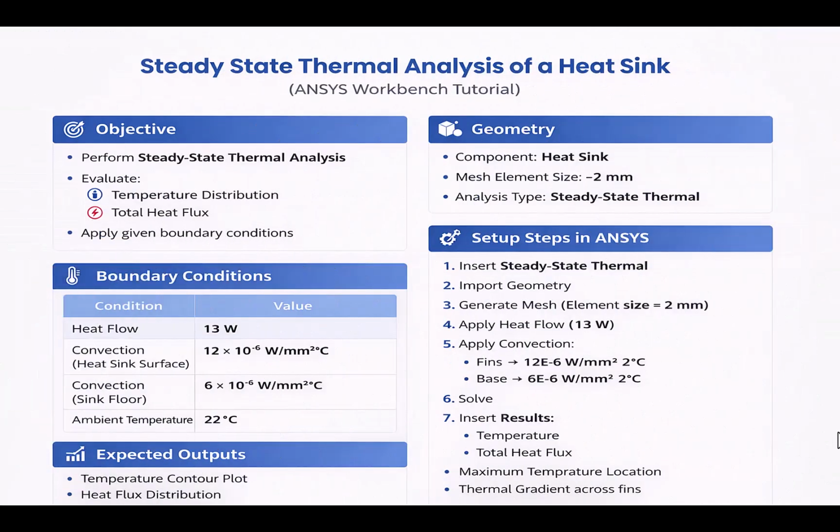Welcome everyone. In this video, we are going to do a steady state thermal analysis of a heat sink. In this problem, we are going to calculate the temperature distribution and total heat flux. The boundary conditions are given as heat flow, convection on heat sink surfaces, and convection on the heat sink floor, with an ambient temperature of 20 degrees Celsius. So let's go to the software.